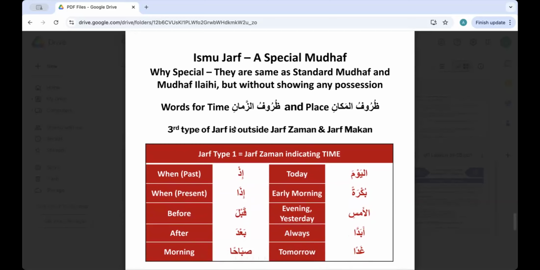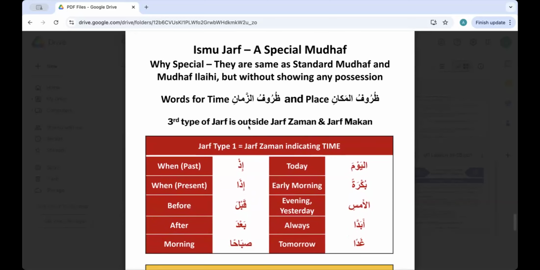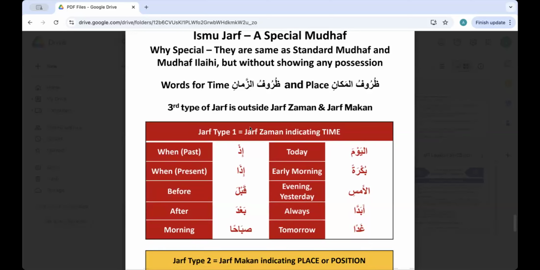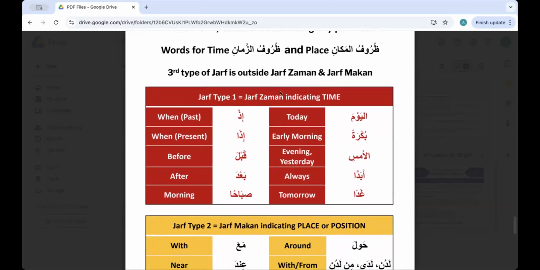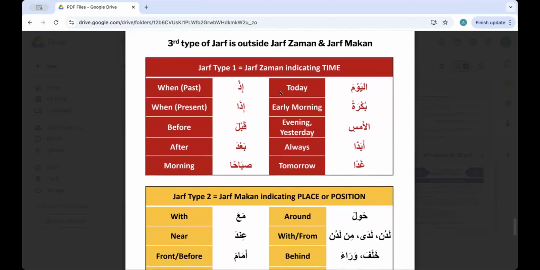So we have some examples here. You can see the words for time and place, zarfe makan and zarfe zaman. Makan is the place, and zaman is time. When we talk about zarfe makan and zarfe zaman, there are some examples here. The third type of zarf is outside zarf zaman and zarf makan, which we'll see at the bottom. I'll give you 2 minutes. If you memorize these, it is good, but if you don't memorize them, still read them a few times and you'll understand when they come up as you read Quran. You can read out loud or by yourselves.